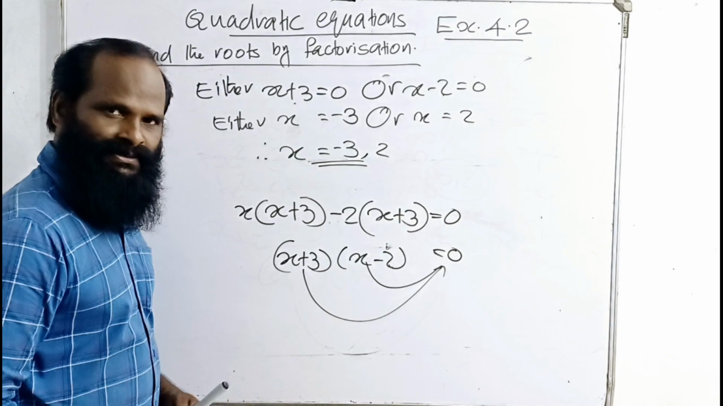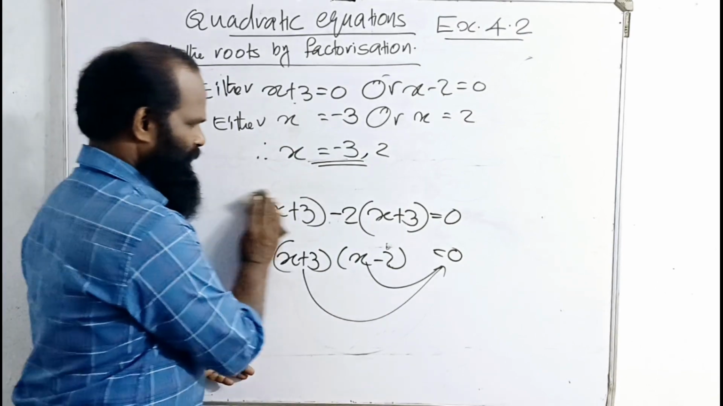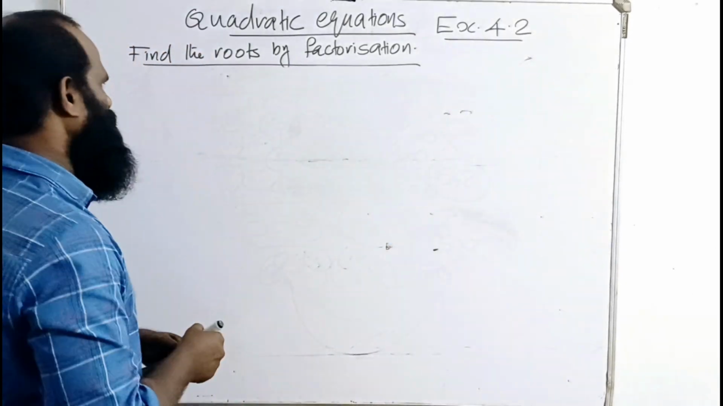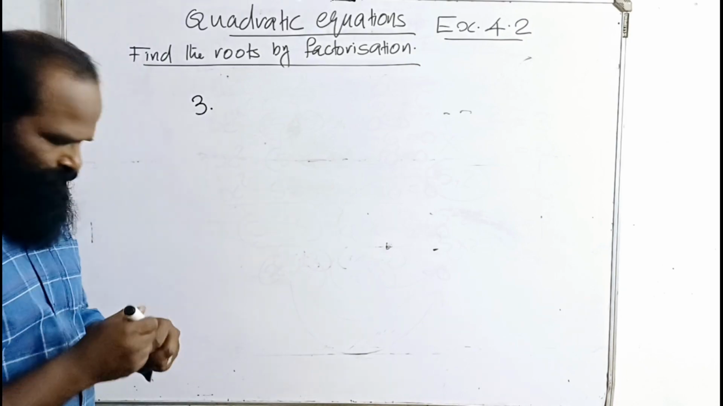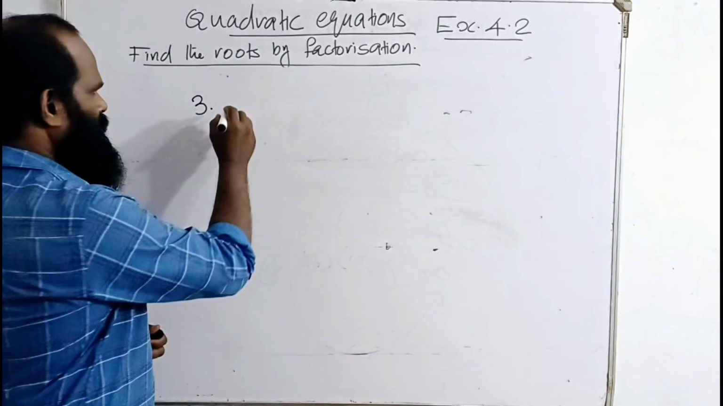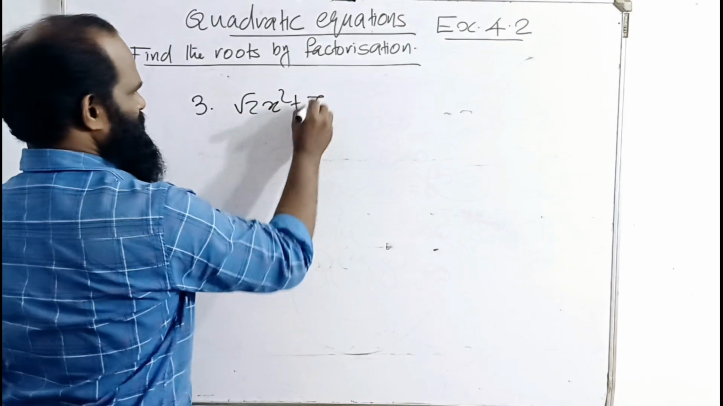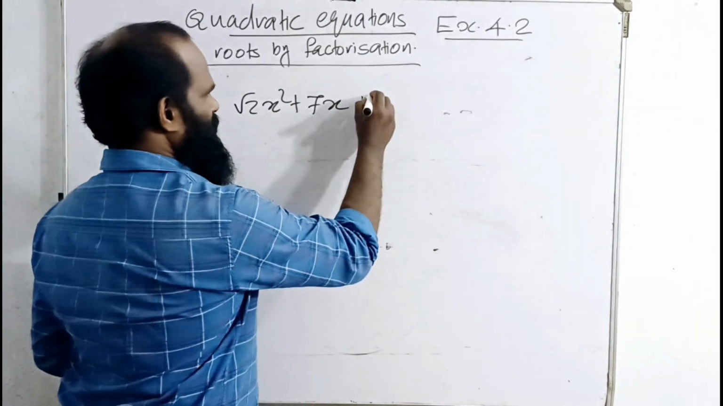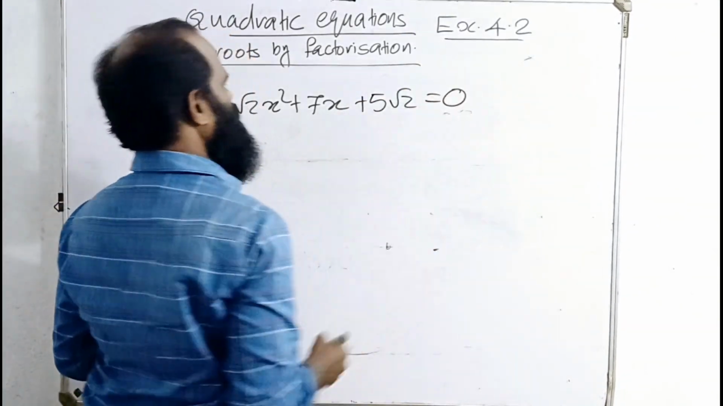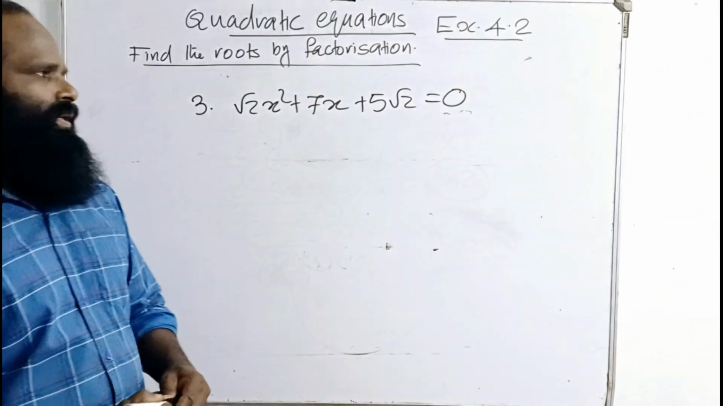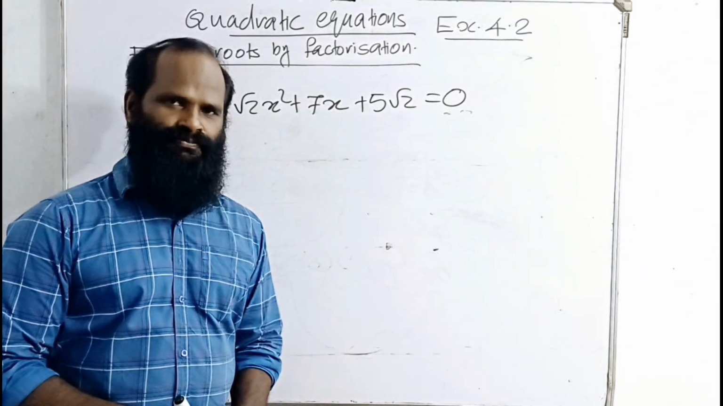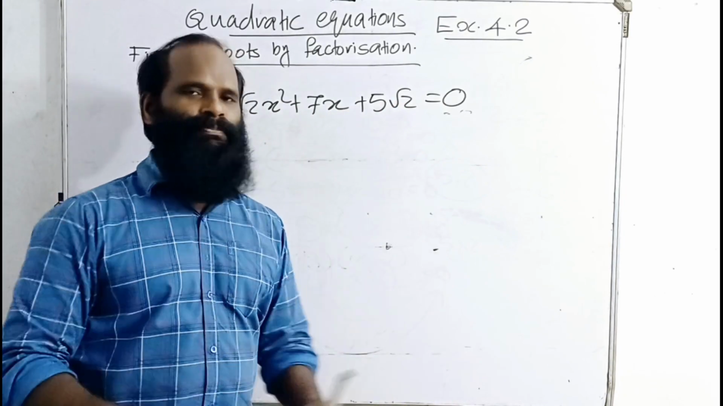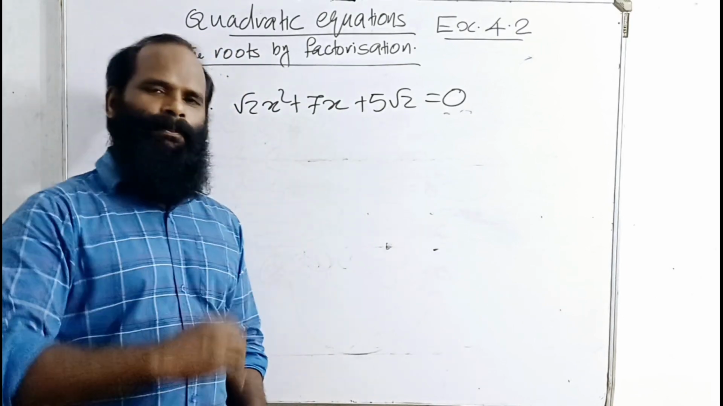I think we shall go for the third question. Question number 3. Root 2 x squared plus 7x plus 5 root 2 is equal to 0. It's a very, very simple question. Seeing root 2 and root 2 over here, you shouldn't be confused. It's very simple. So we come back to the processes.